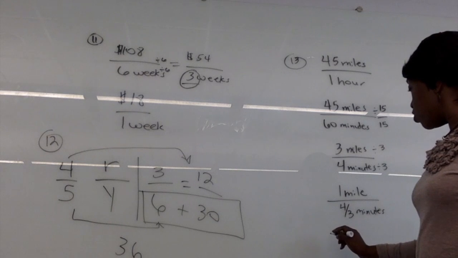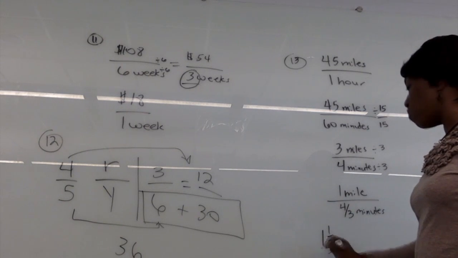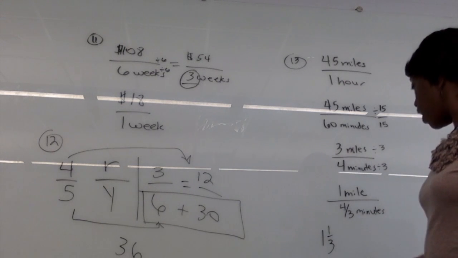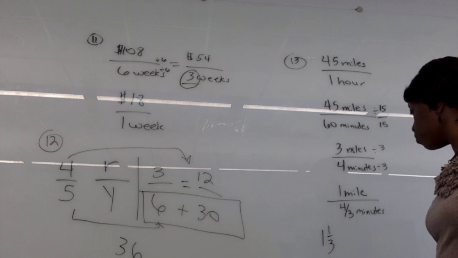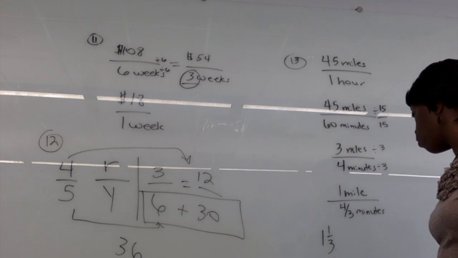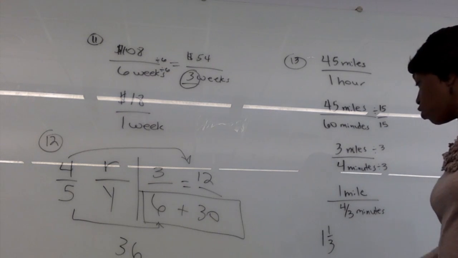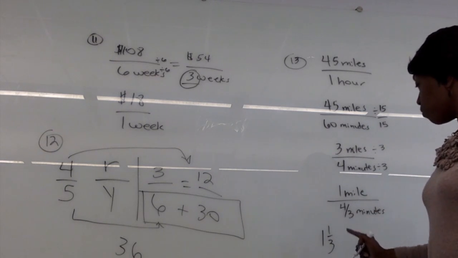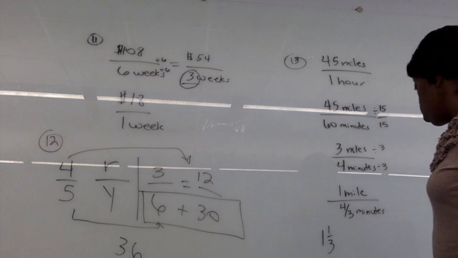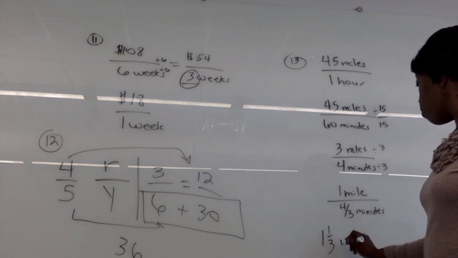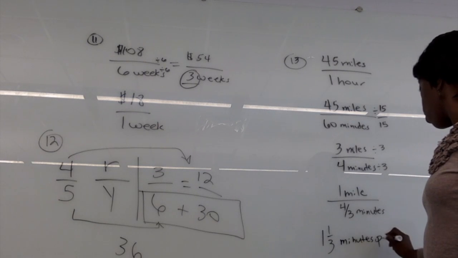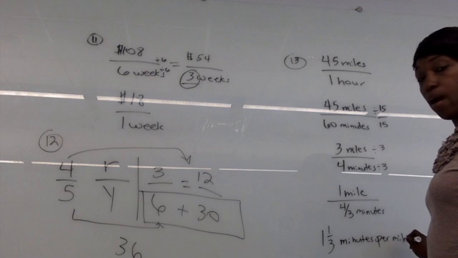This is really going to be changed to 1 1/3. When we're dealing with time, we normally write it in mixed number form, or we can say 1 minute and 20 seconds if you really want to be precise. You can break it down because 1/3 of 60 is 20 seconds. But we must write this in a form that's more understandable. So we're going to get 1 1/3 minutes per mile.